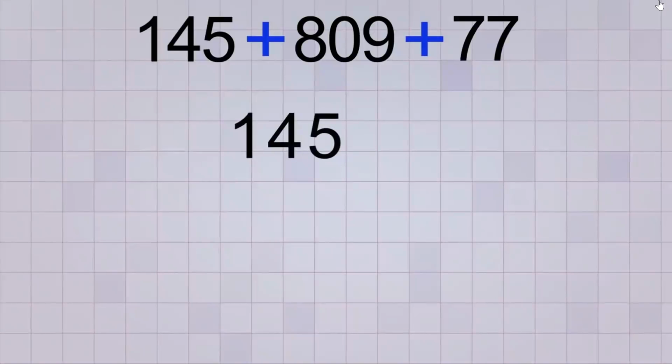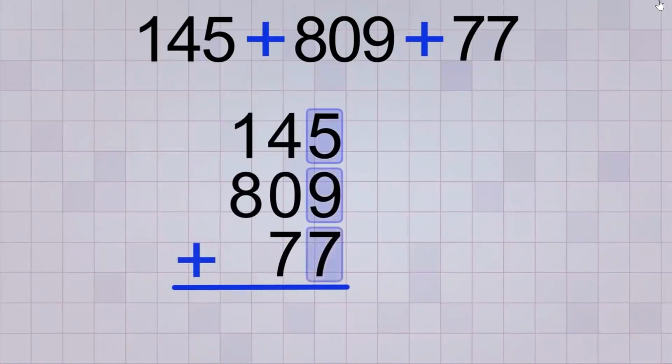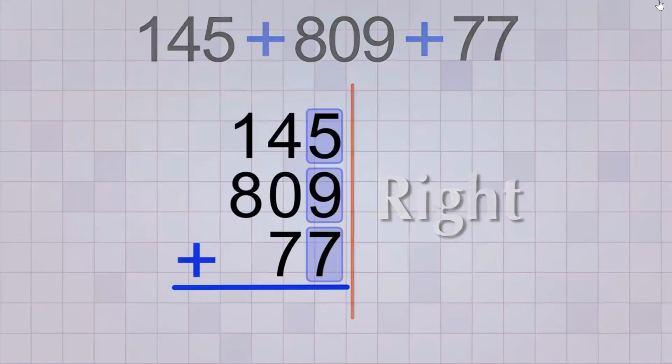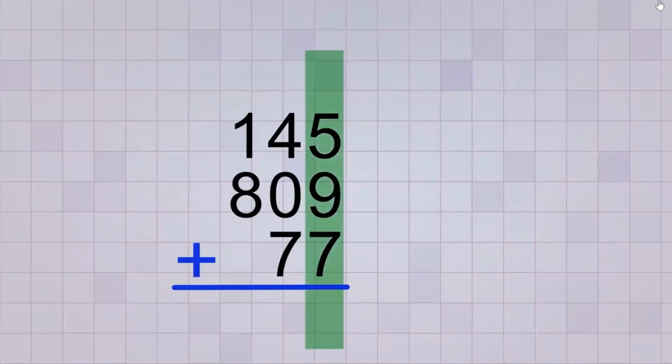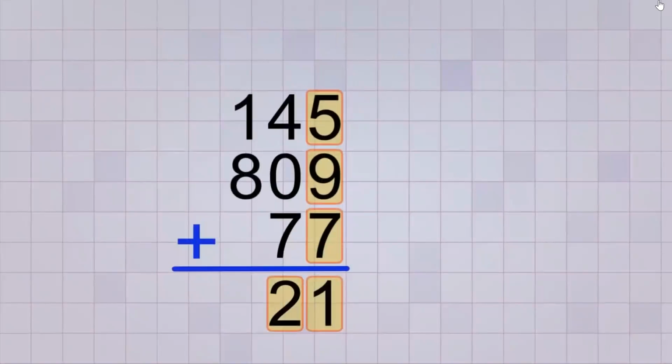Think you've got it so far? Let's try one more together before you do some of the exercise problems. Let's add up these three numbers, 145, 809, and 77. We start the same way, stacking the numbers up and making sure all the ones places line up in a column on the right. And as always, we add up the digits in the right-hand column first. 5 plus 9 plus 7 equals 21. Because that answer is a two-digit number, we need to carry the first digit to the next column, which is like moving a group of 20 over and leaving the 1 behind.